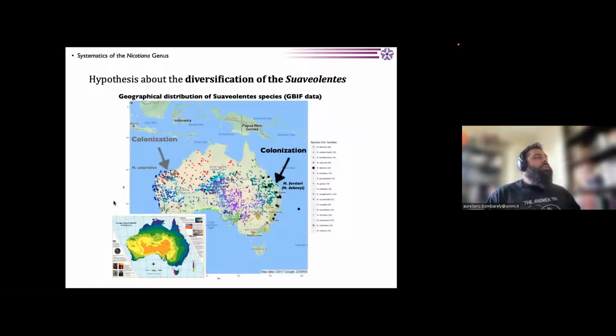Okay, and once they started to arrive, there are two possible entry points. Based on the number of chromosomes, and also on the phylogenetic studies about which are the oldest species in the Suaveolentes section, probably what happened is that they started to arrive here, where you find Nicotiana forsteri or the Neji, and maybe they then started to colonize the rest of Australia.